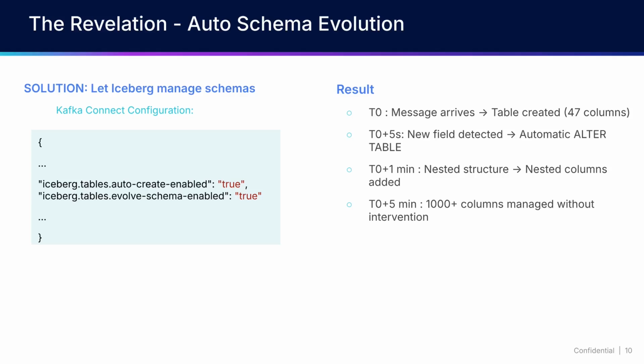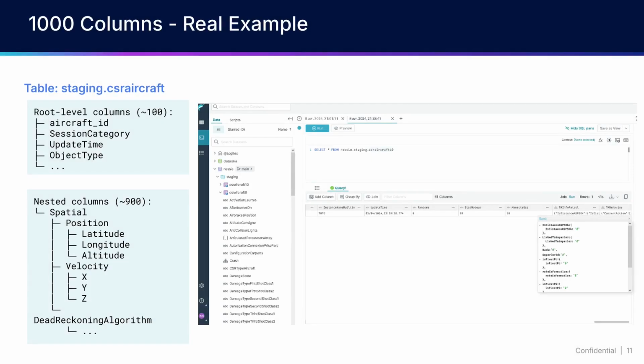At T0 plus 5 minutes, a new fuel_level field appears in the JSON. The connector detects the new field, launches an alter table add column, all in less than 100 milliseconds without human intervention. After 1 day in production, over 1,000 columns managed automatically, with structures nested several levels deep. It was mind-blowing. The schema management nightmare transformed into a non-issue. Concrete example with the CSR aircraft table.